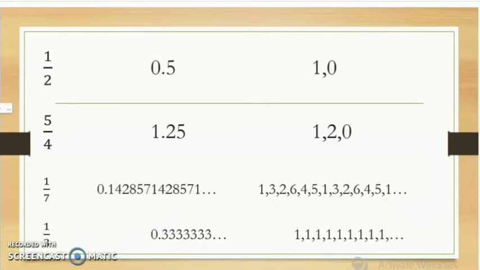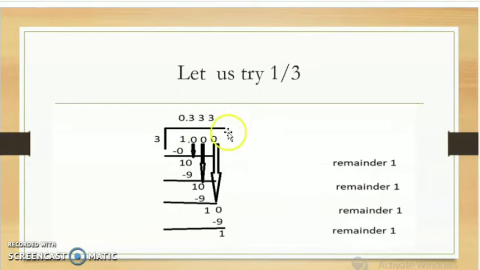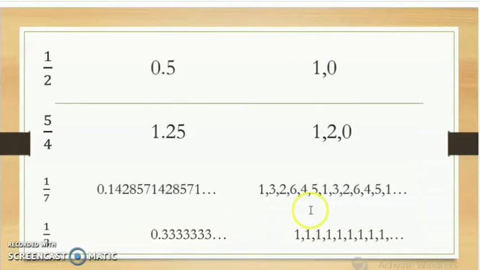So I would like you to try a few more examples like these. Note down their decimal expansion and note down their remainders, in the order that they come. Kindly pause the video here and try to find out if there is some pattern that you can see in the remainders or in the decimal expansion of these rational numbers.